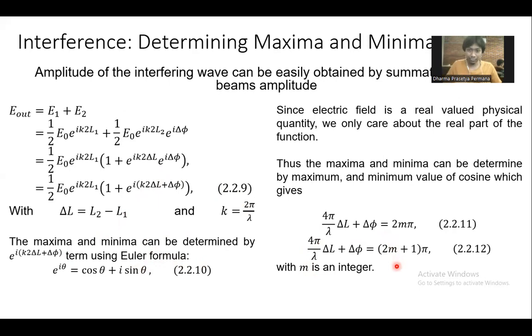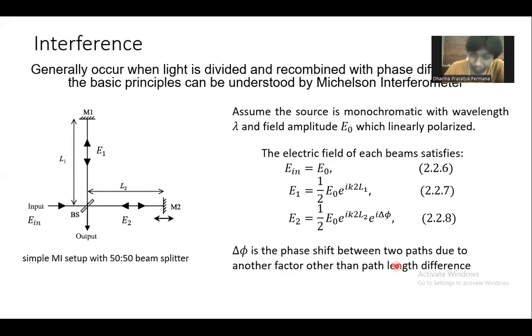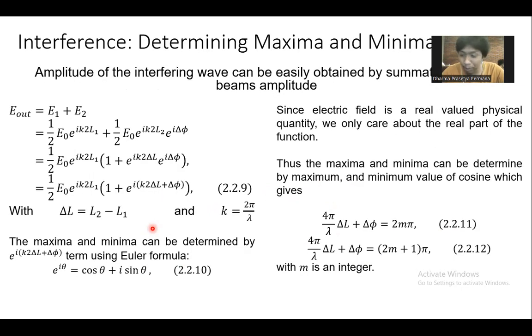Perhaps can you go back to the previous slide? This one? Yeah, so what is E naught then? E0 is the initial field amplitude. Okay. The first beam has half of the initial field amplitude, and the second beam has the other half, because this is a 50-50 beam splitter. Okay. Any other questions?